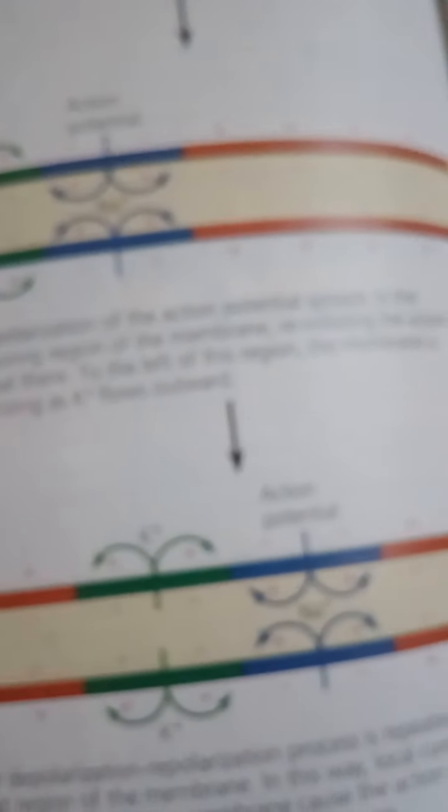These giant axons function in behavioral responses requiring great speed, such as the backward tail flap that enables a lobster or a crayfish to escape from a predator. A different means of increasing the conduction speed of action potentials has evolved in vertebrates.